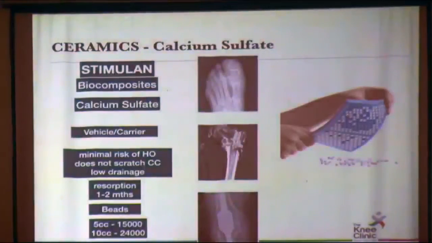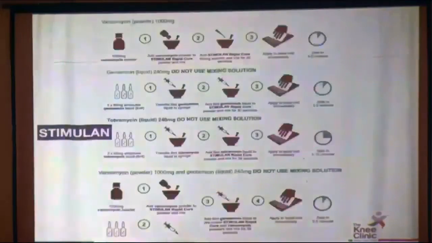Stimulan. So Stimulan beads you can make. You get a liquid and you get a powder. When you mix them, you can make 3 sizes of beads using this thing over there. There's a nice kit, and you can use it as a vehicle or a carrier for antibiotics. How much time does it take to resorb? Again, 1 to 3 months. What is the cost? Around 5 cc of beads, around 15,000.